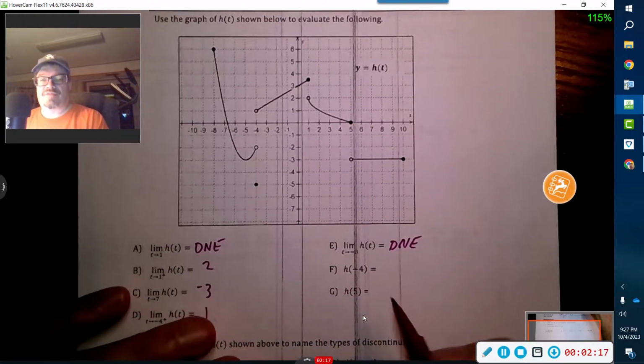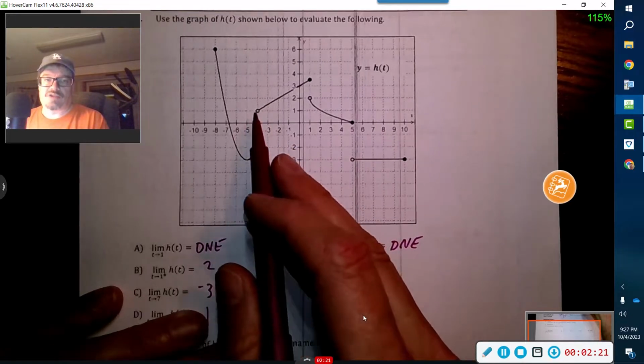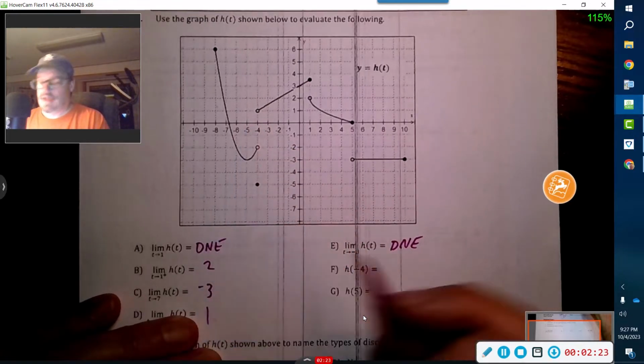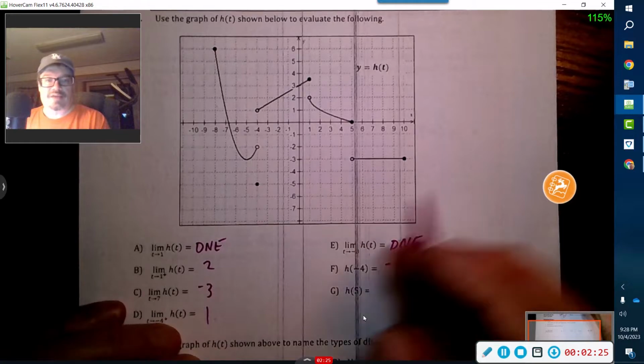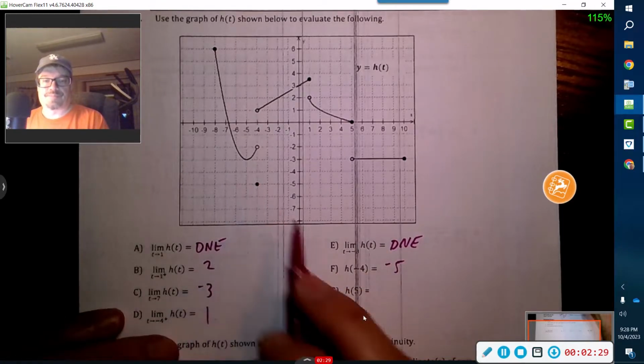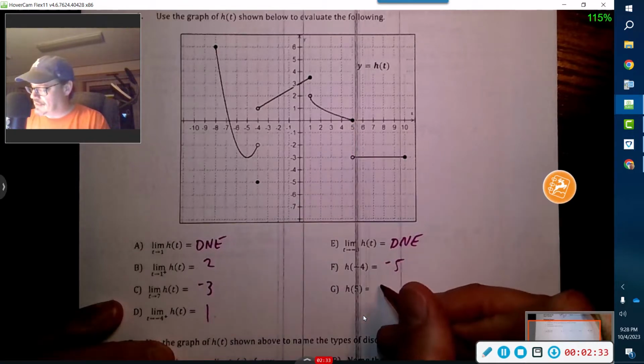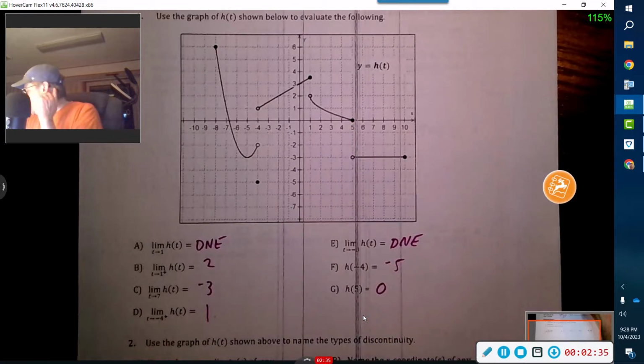Now h of -4 is different. Here we go to -4 and we look for the actual value that it's evaluated at, and that would be -5. Okay, so this guy is what he's actually defined as. Okay. H of +5 is where the dot is, so that's going to be 0. Okay. All right, that's that.